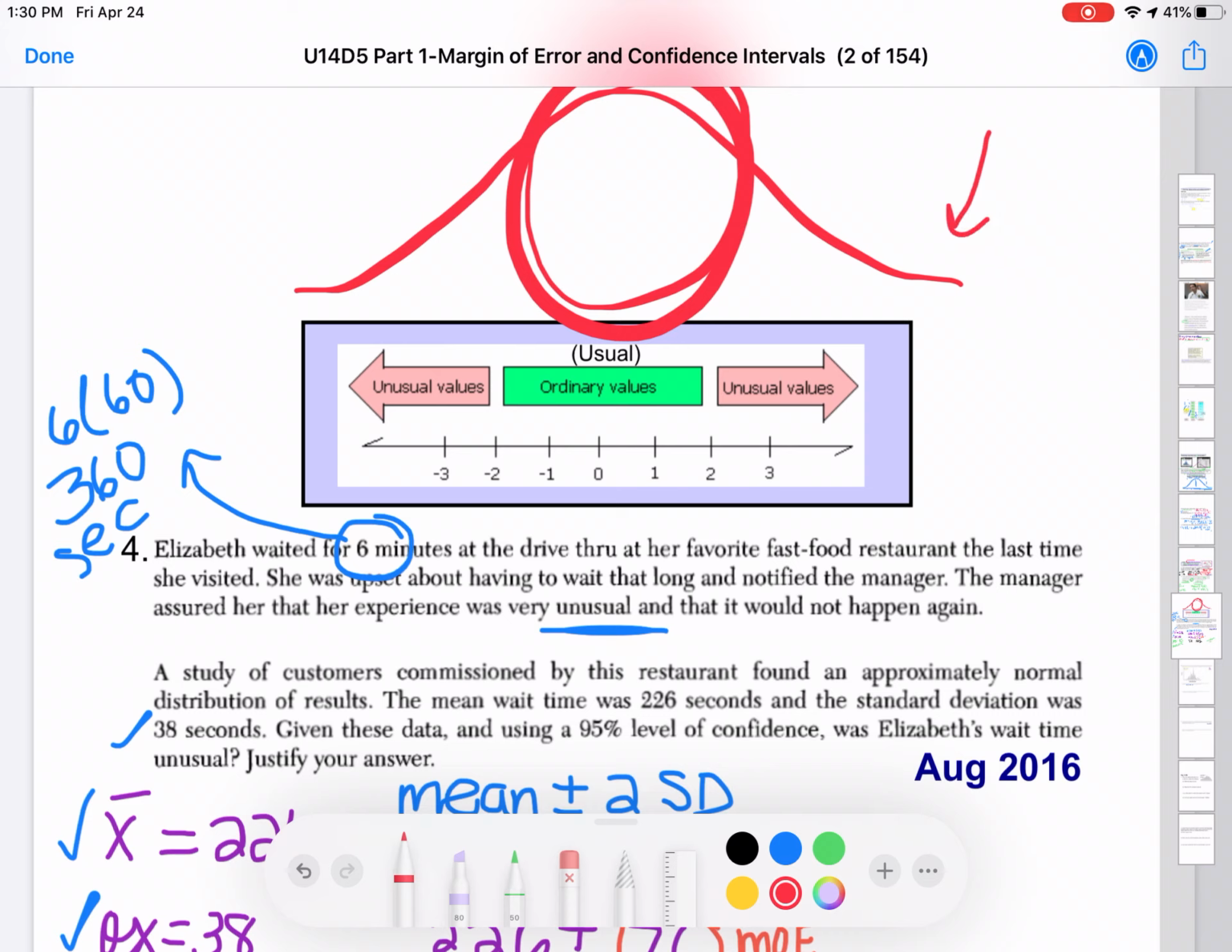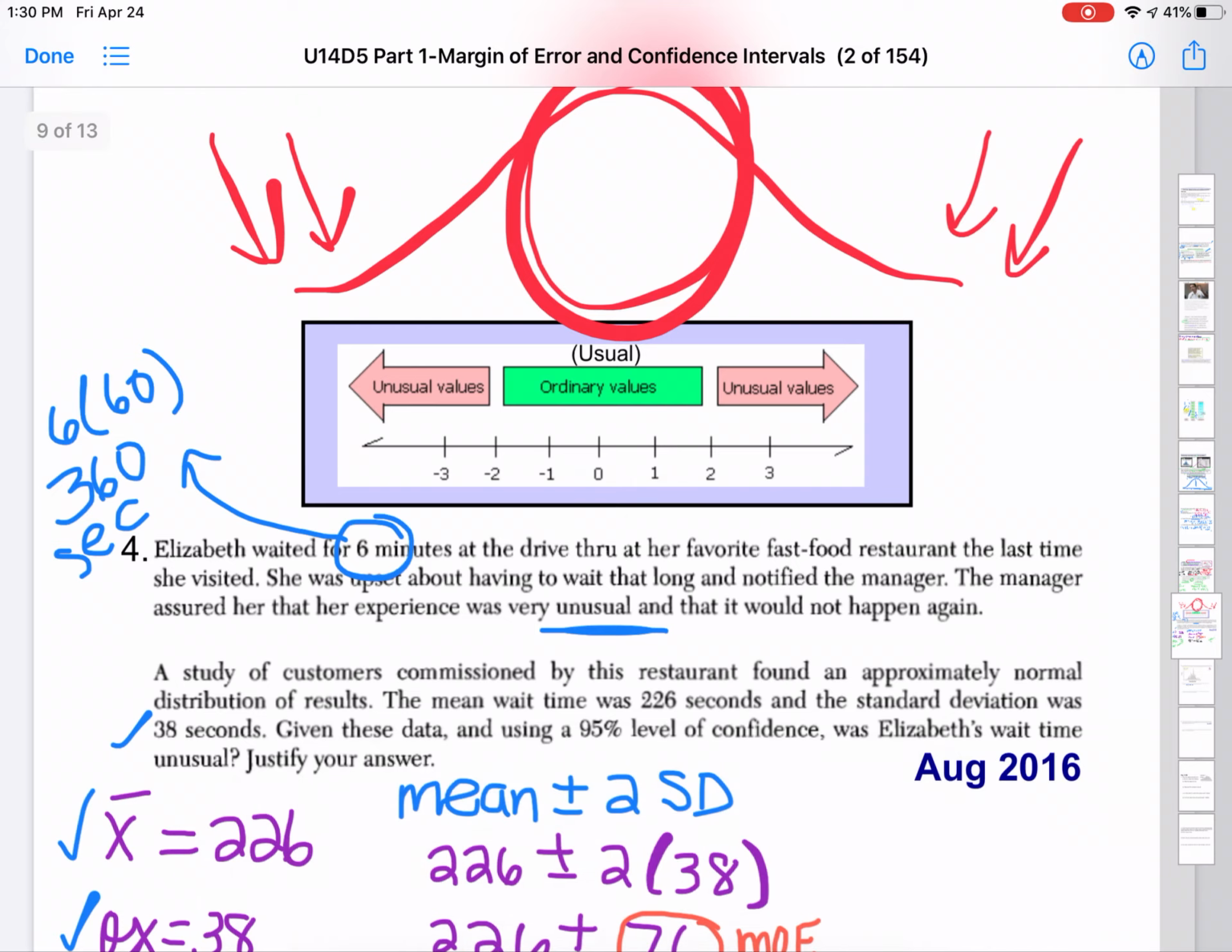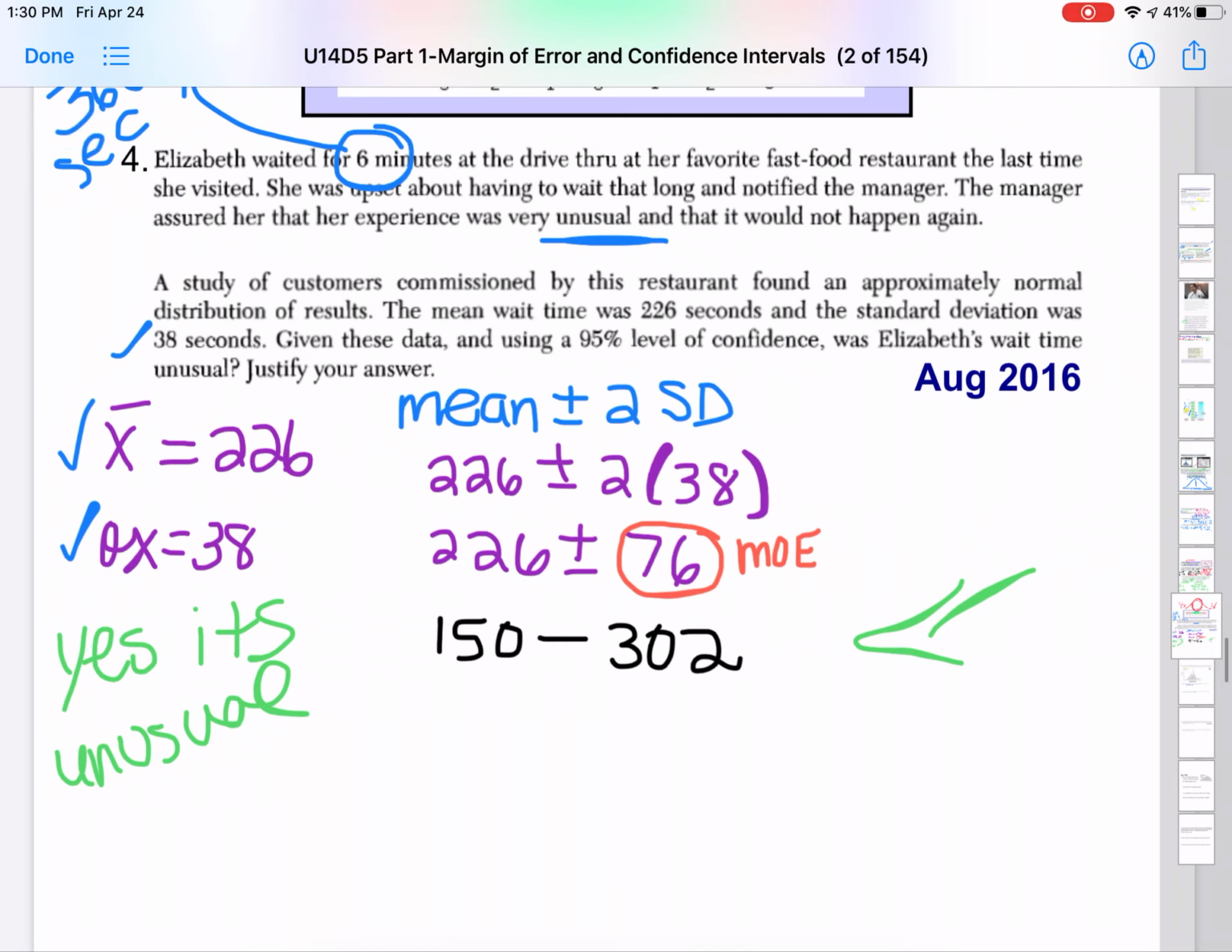Isn't it unusual for somebody to get a perfect score on the SAT? That's a good example for you guys. Isn't it unusual for somebody to get like 100 on it? Isn't it unusual for somebody to be 7 feet tall? Isn't it unusual for somebody to be 4'2"? So unusual is all the way out at the ends. Usual is inside. So if you fall in the 95% confidence interval, that's usual. If you fall outside of it, it's unusual.